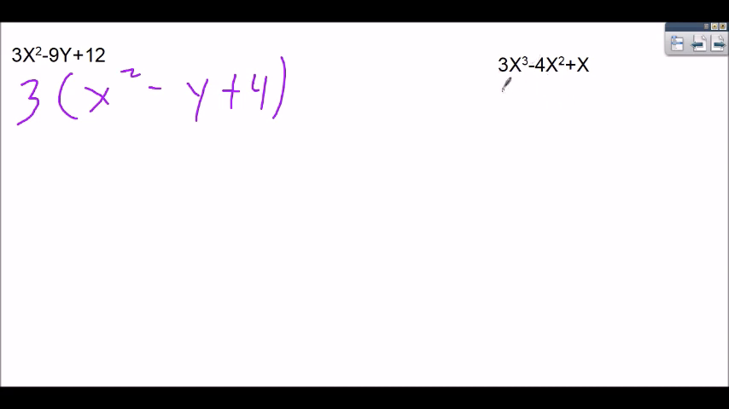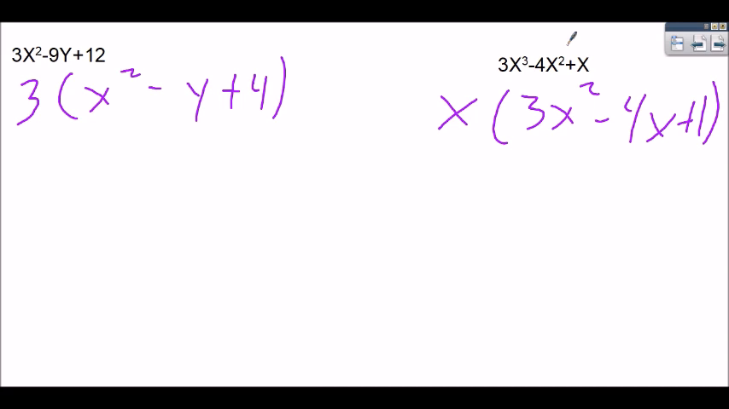This next one, I don't see a number that I can pull out in every single one, but I see this variable x is in every single term. So I can pull that out. And I pulled out 1x, which means that there are still 2 x's left in there, 1x that's still left in there. And because this was the only x and I pulled it out, the invisible number in front is 1, which means I have to leave a 1 in there. So if I were to distribute back in, I would get back to this answer.